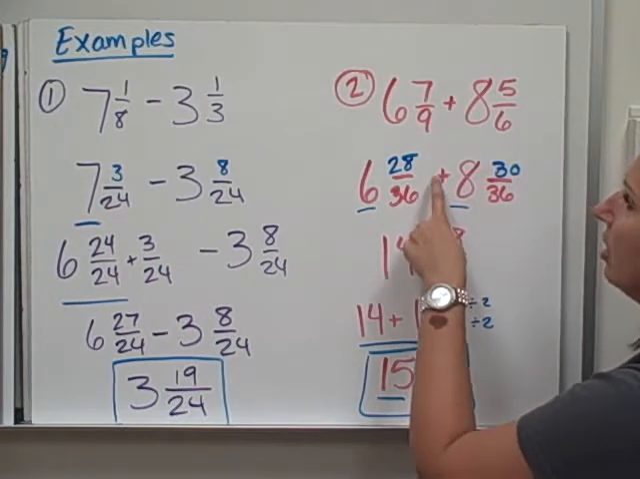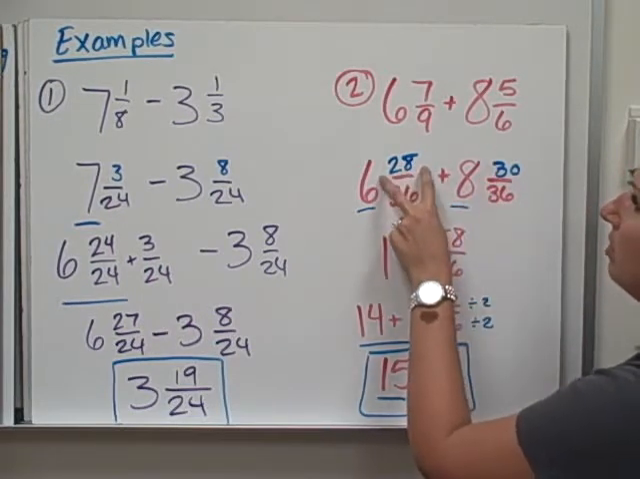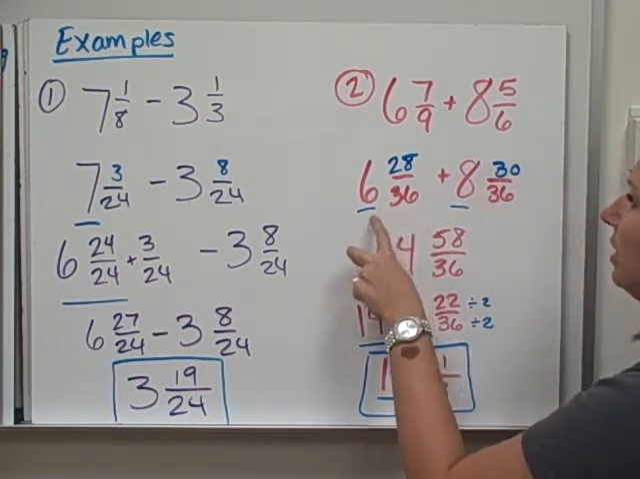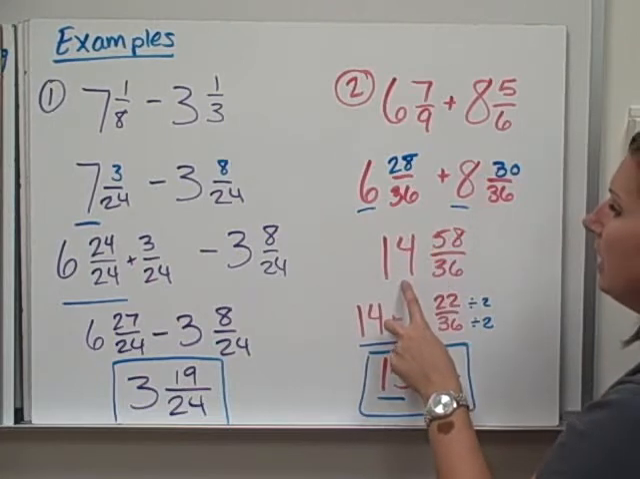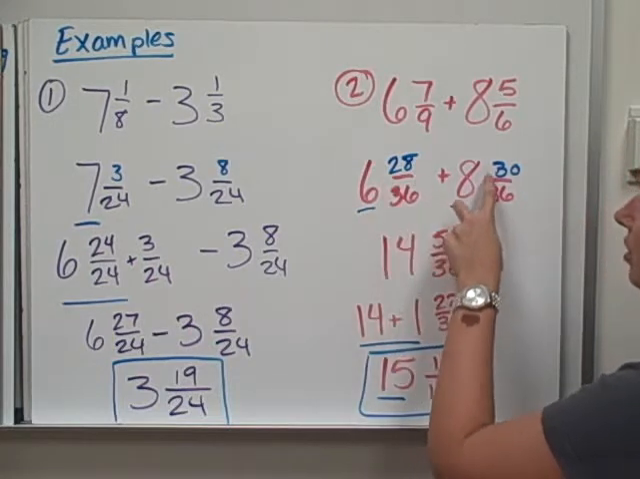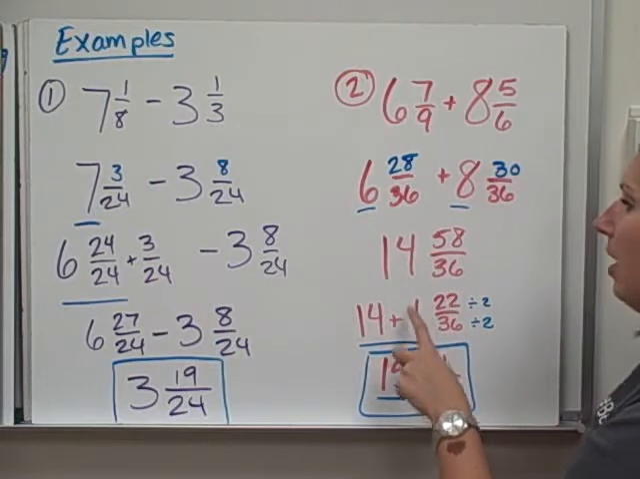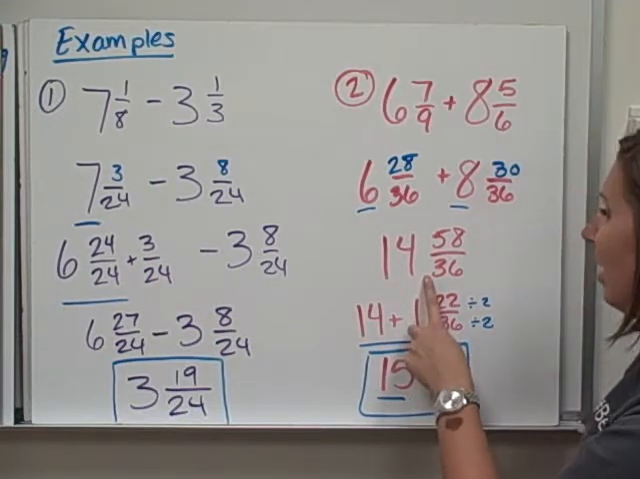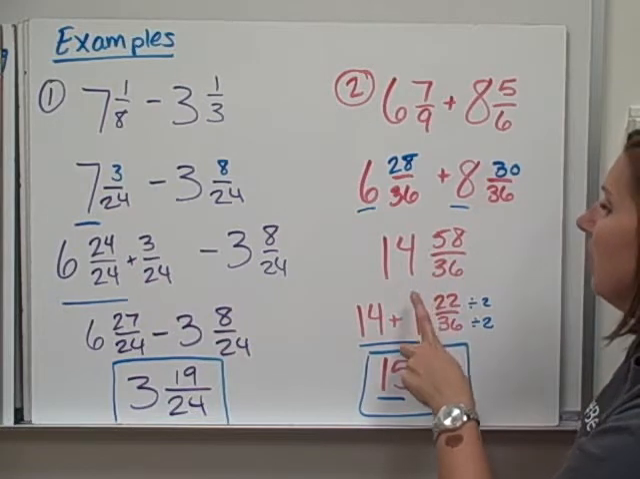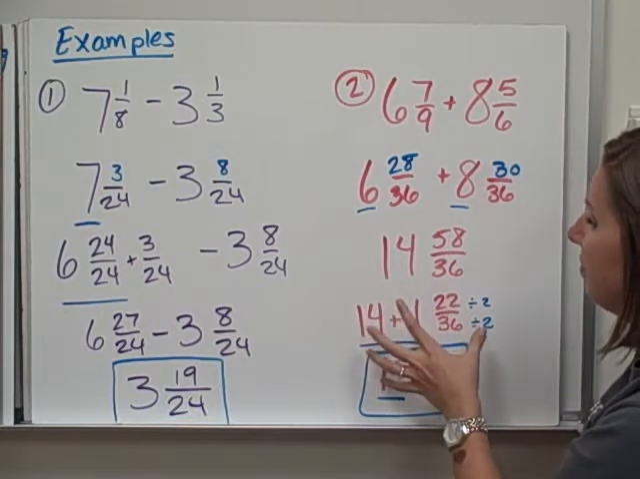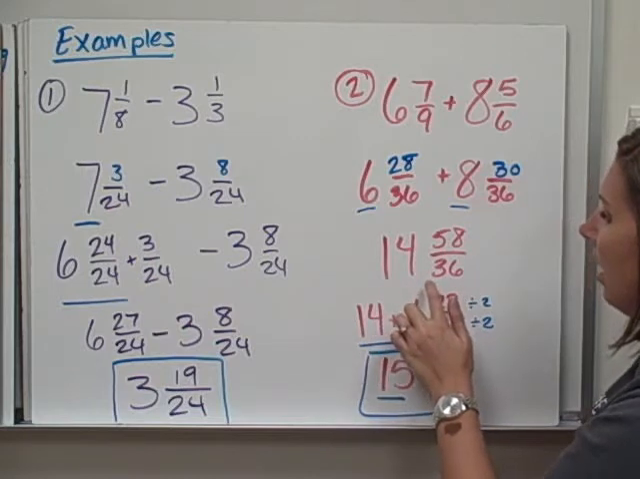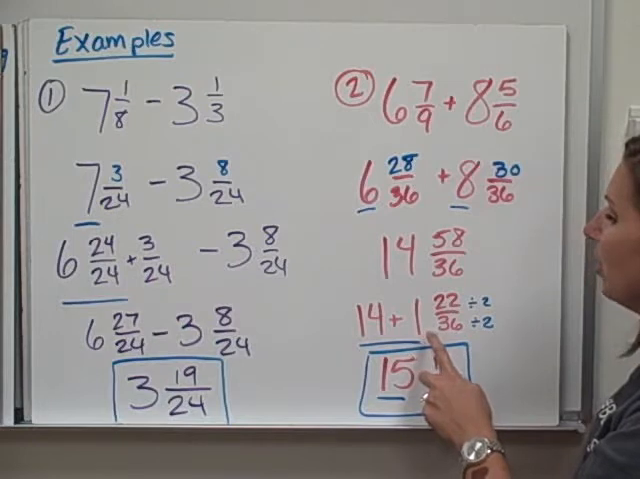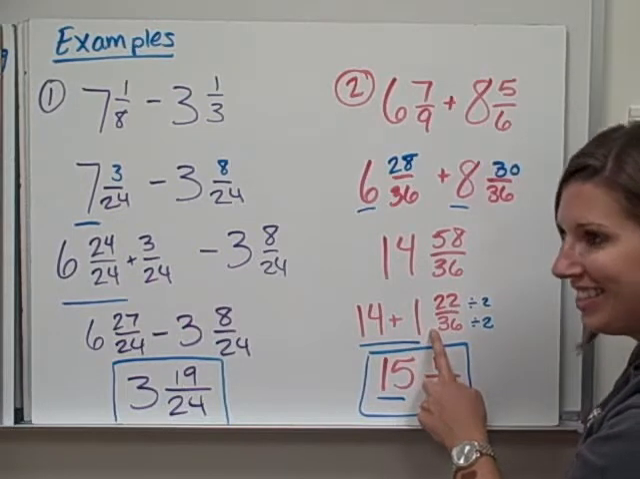I'm adding, so with my numerators I don't really have to borrow because I'm adding. So I'm going to add the whole numbers. 6 plus 8 is 14. 28 plus 30 is 58. So now I've got 14 and 58/36. That's a mouthful. I've got an improper fraction over here, so I have to change the way it looks. I bring my 14 down. I change 58/36 to 1 and 22/36.